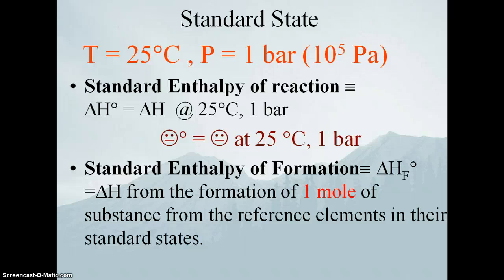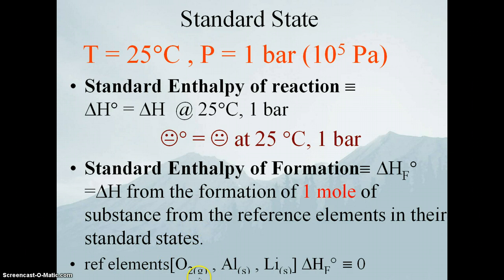We can now come up with a number and a balanced chemical equation on the fly. And that is the standard enthalpy of formation, which is given the symbol delta H sub F naught. So it's a delta H naught, a standard enthalpy of reaction, standard state, and the only thing that's new is that F. What that is tied to is the formation of 1 mole of a substance from the reference elements in their standard states. So if I want to determine how much the delta H is for making, say, water from the reference elements in their standard states.